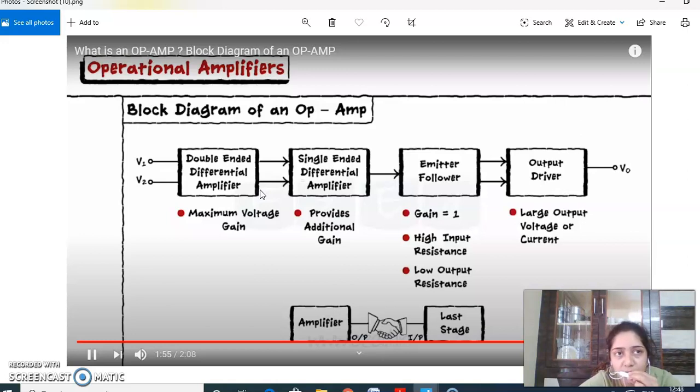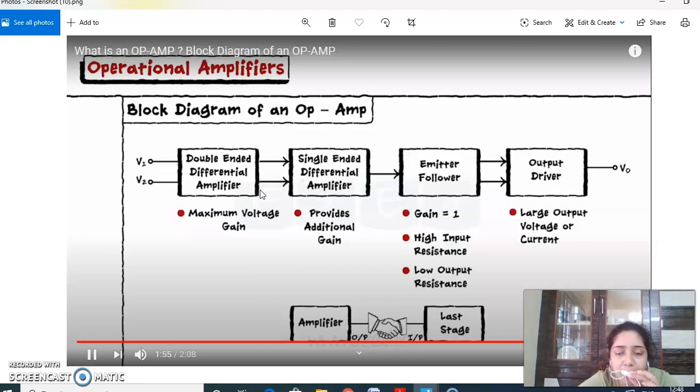We are storing the output, in the sense that it is called a buffer. It acts as a buffer, and it is also called the level translator. What level is it going to translate here? Only the DC level, because for every stage present in the block diagram, we are not going to use any coupling capacitors.